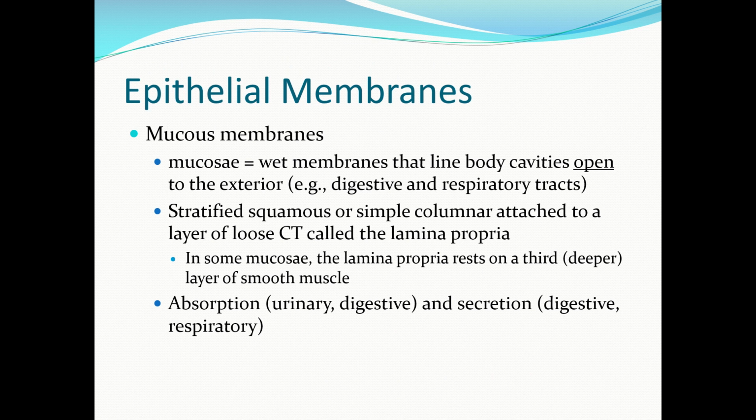Mucous membranes are wet membranes that line the body cavities which are open to the exterior. These include the digestive and respiratory tracts. Mucous membranes consist of stratified squamous or simple columnar epithelium attached to a layer of loose connective tissue beneath, called the lamina propria. In some mucosa, the lamina propria rests on a third, deeper layer of smooth muscle. The mucous membranes provide absorption in the urinary and digestive tracts and secretion in the digestive and respiratory tracts.